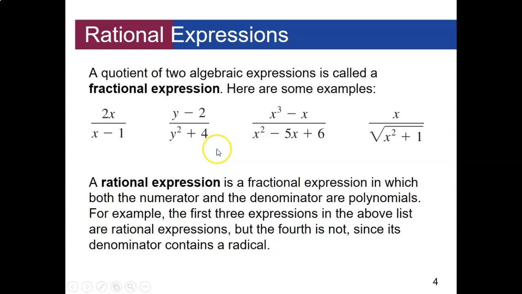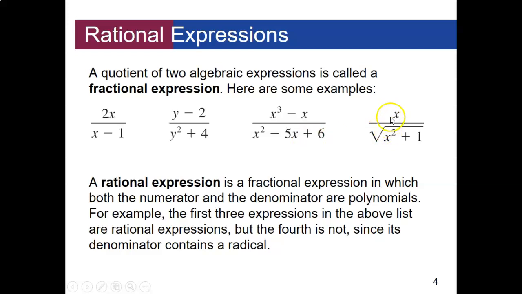are polynomials. So if we look up here, this would be a monomial, so it would be a type of polynomial. This would be a binomial, so it would be a type of polynomial. So this would be a rational expression. This would be 2 binomials, and it would be also a rational expression. And here we would have a polynomial over a polynomial, so that one would be a rational expression.